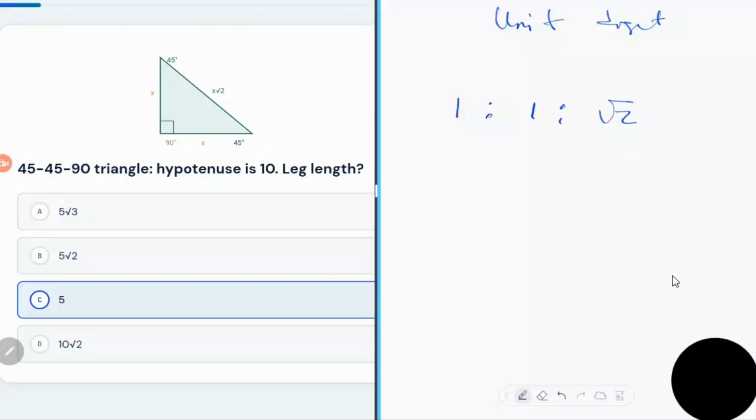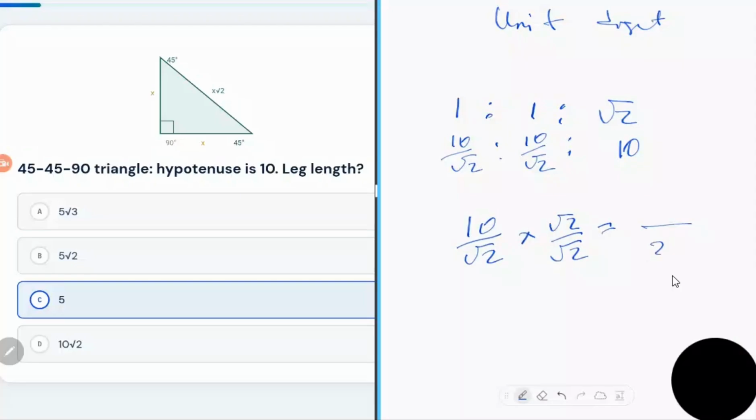The hypotenuse is 10, so you have to put 10 here. To go back here, you have to divide by 10 divided by root 2. You need to process this further: 10 divided by root 2 times root 2 over root 2. We also call this rationalization. Thank you, you have mastered that one. So this one will be 10 root 2, and then 10 divided by 2 will be 5.